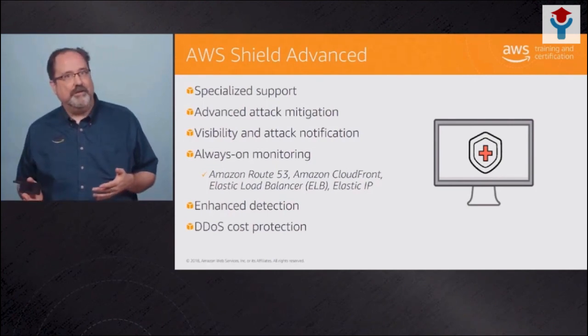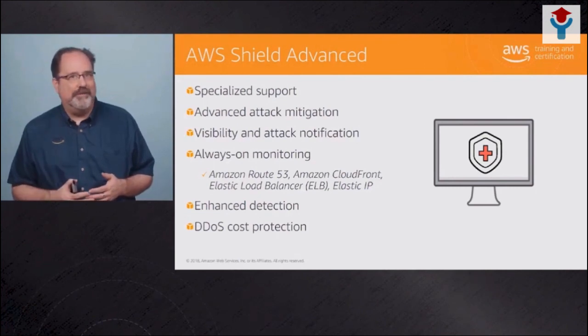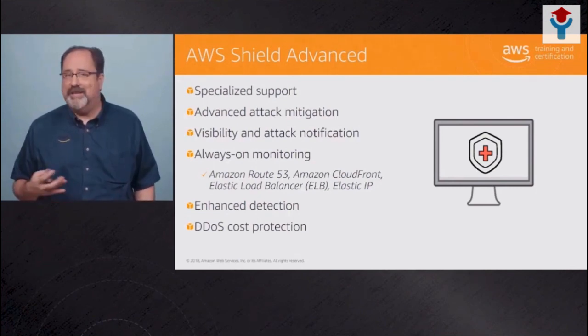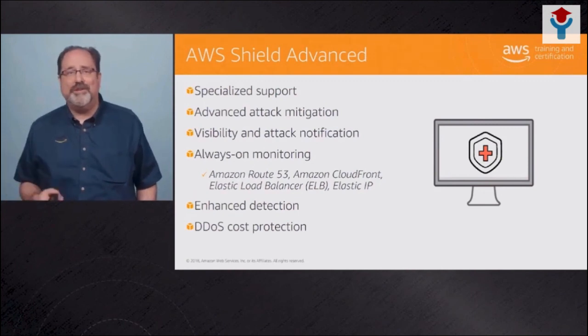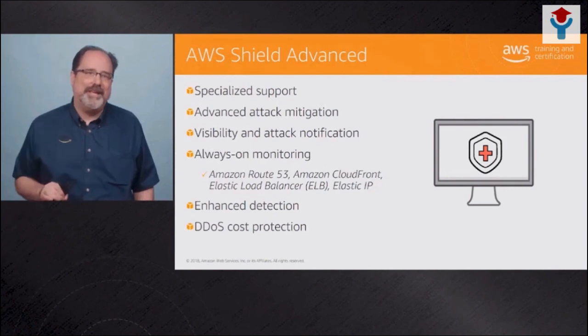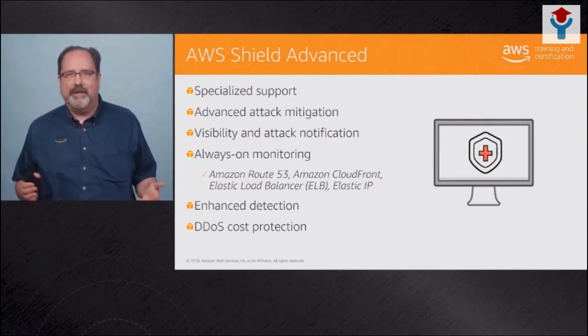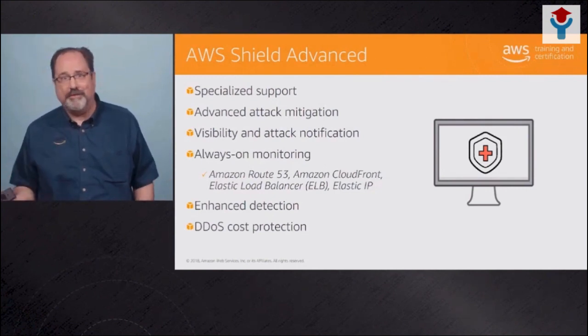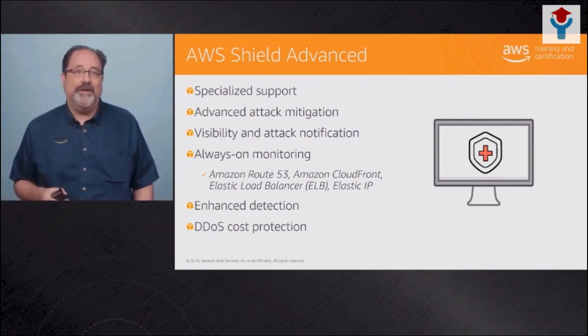The advanced tier monitors application layer traffic to your Elastic IP addresses, ELB, Amazon CloudFront, or even Amazon Route 53 resources. It will detect application layer attacks like HTTP floods or DNS query floods by baselining the traffic on your resource and identifying anomalies. If any of these services have to scale up in response to a DDoS attack, AWS will also provide service credits for any charges incurred due to usage spikes.